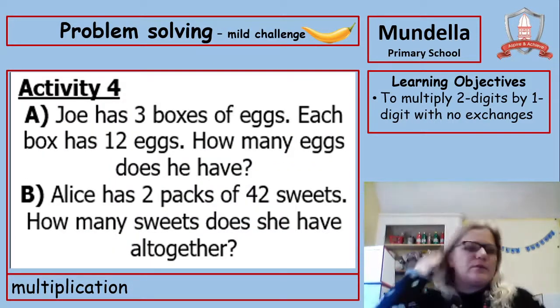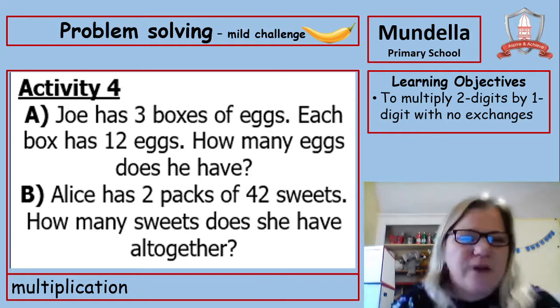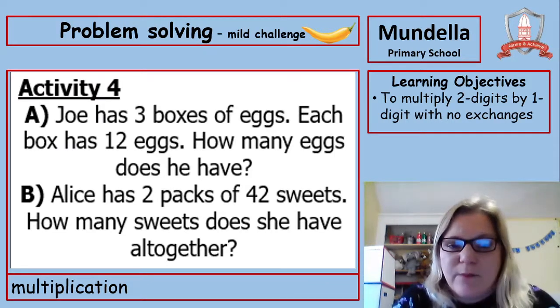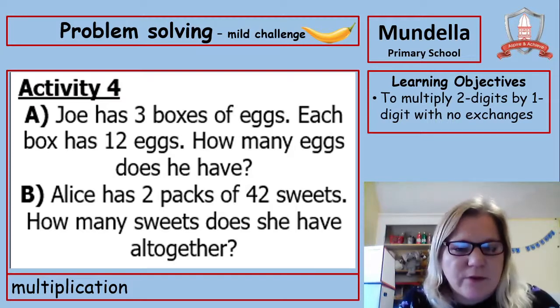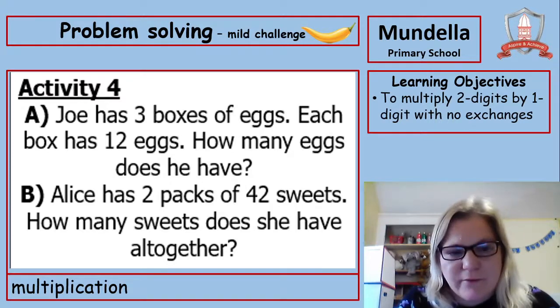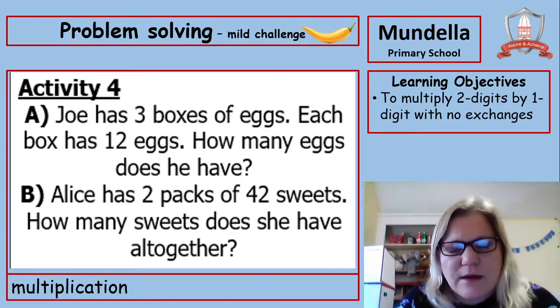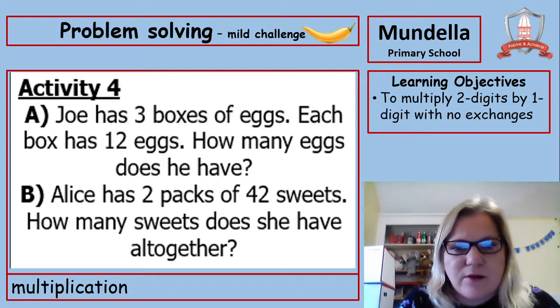Okay, for problem solving today, if you're going to do the mild challenge, there's 2 parts to the question. Joe has 3 boxes of eggs. Each box has 12 eggs. How many eggs does he have? And Alice has 2 packs of 42 sweets. How many sweets does she have altogether? So work out what calculation you need to do. You can work it out however you like. You might want to do it in columns. You might want to use the place value grids. It is up to you. Pause the video now and have a go.